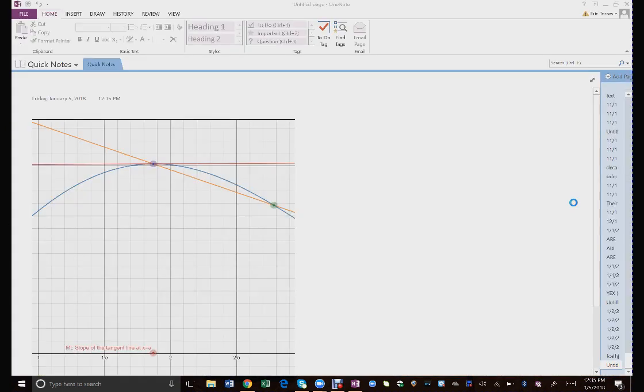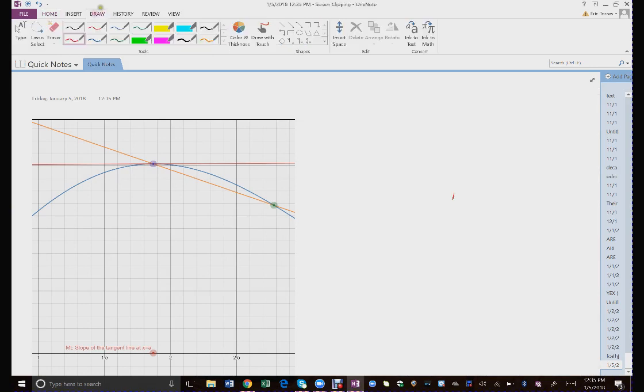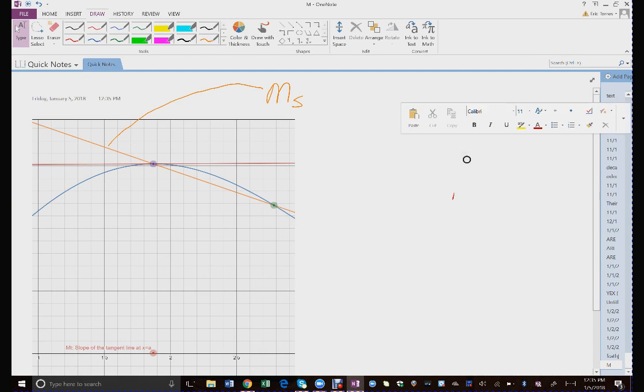Okay. So, let's see. I want to say this is my secant line. The slope of the secant line, and this is my tangent line, slope of the tangent line. In this case, we already said the slope of this tangent line happens to be 0.